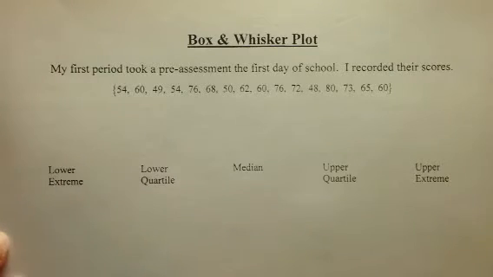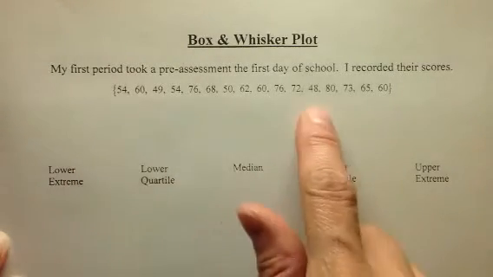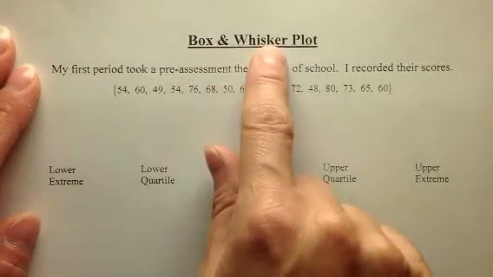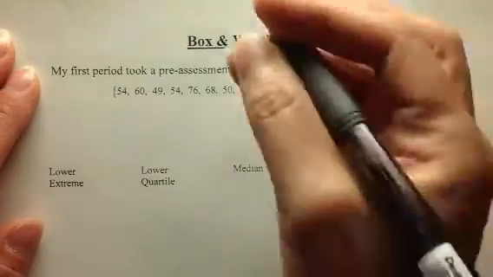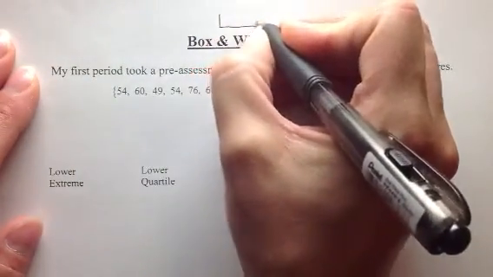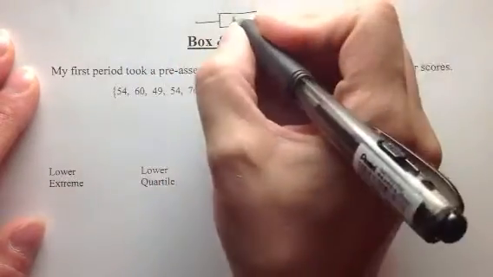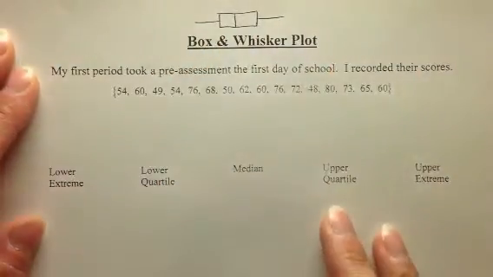One way to display a data set, elements in a data set, so a set of numbers, is in a box and whisker plot. They call it that because it literally looks like a box with whiskers, like a cat. And it'll have a line somewhere in the middle of the box.